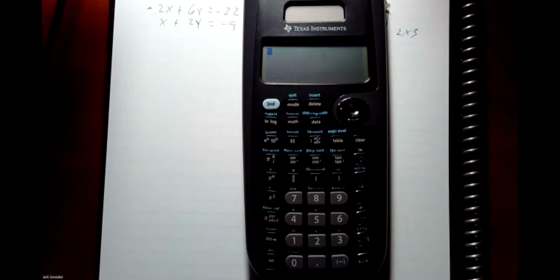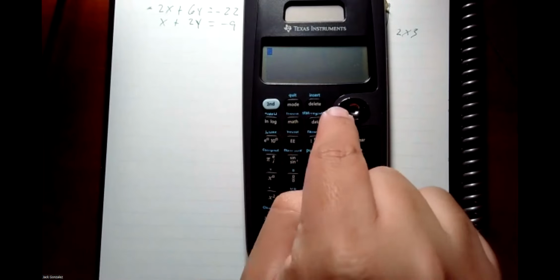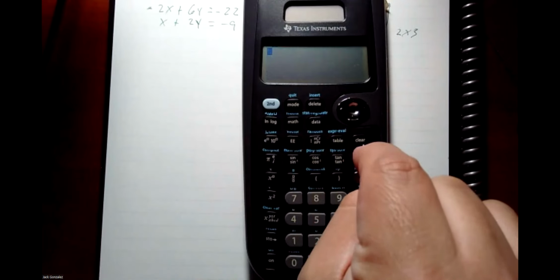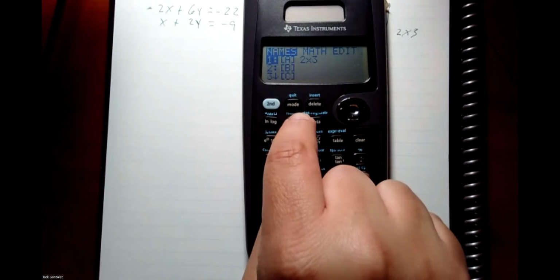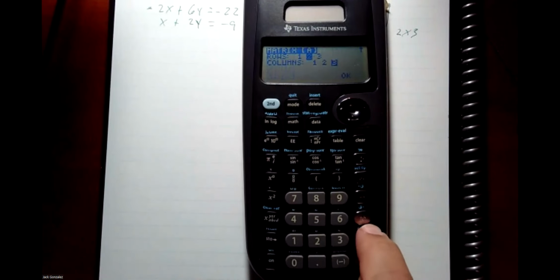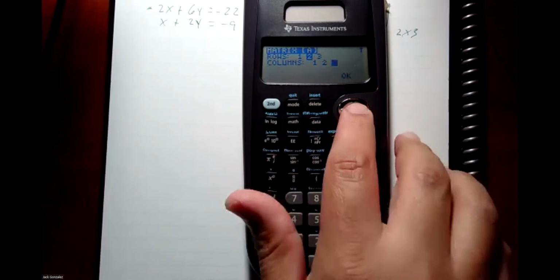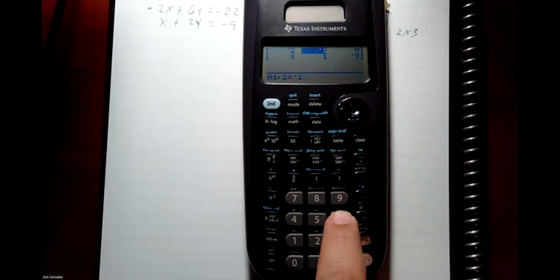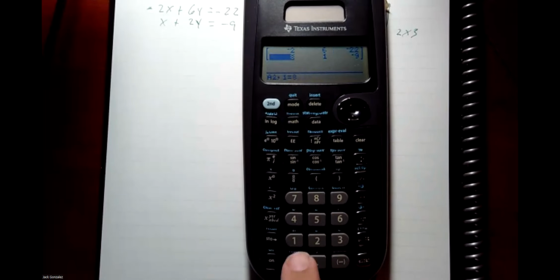So go to second matrix, 2 by 3. So that's the same as what we have now. 2 rows, 3 columns. Enter. You got -2, 6, -22, 1, 2, negative. So make sure you use the negative button, not the subtraction button.